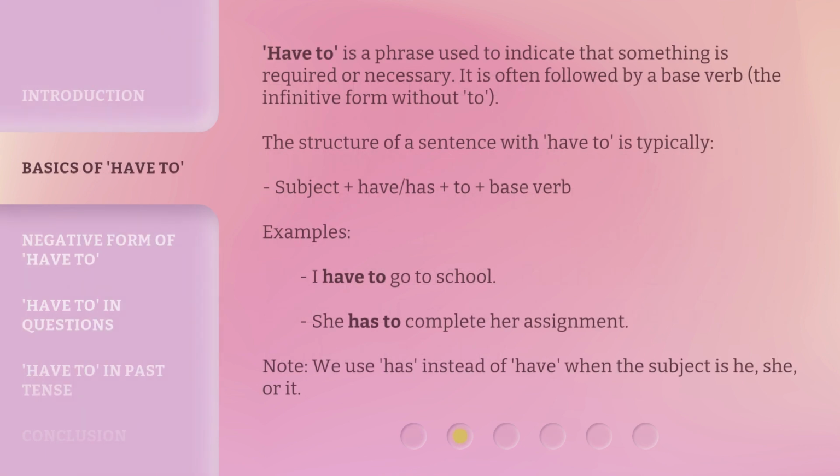Have to is a phrase used to indicate that something is required or necessary. It is often followed by a base verb, the infinitive form without to. The structure of a sentence with have to is typically subject plus have or has plus to plus base verb. Examples: I have to go to school. She has to complete her assignment. Note: we use has instead of have when the subject is he, she, or it.